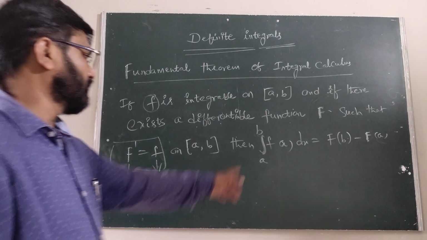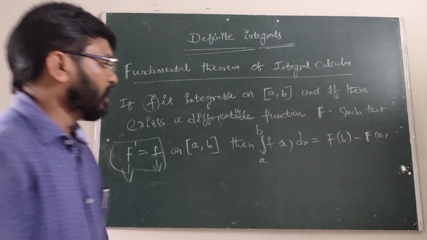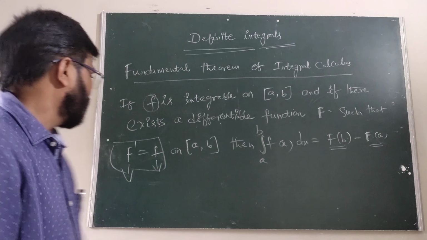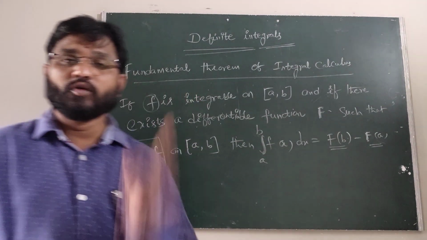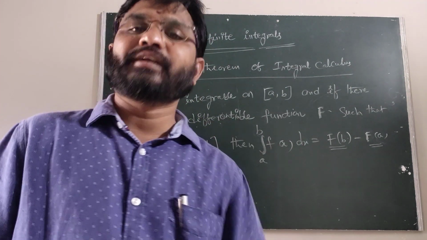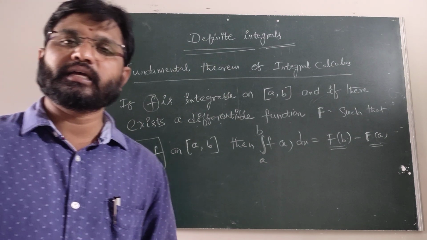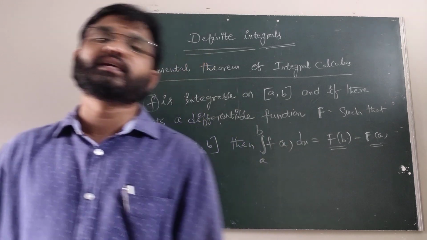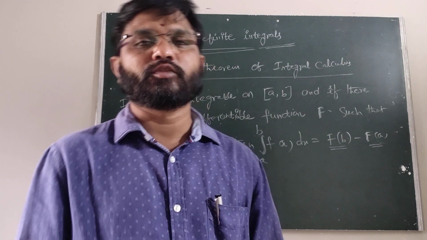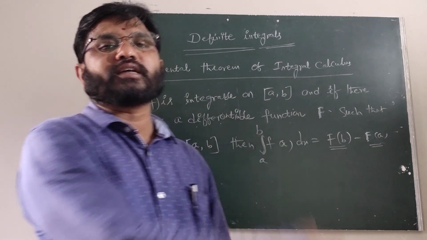Then how do we read this? The integral from a to b of f of x dx equals F of b minus F of a. Here capital F is the differentiable function. We have to know that the reverse process of differentiation, the antiderivative, is called integration. The derivative of sin x is cos x, but the integral of cos x is sin x.